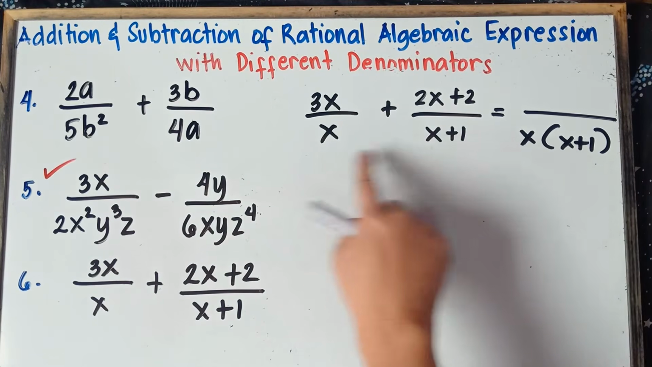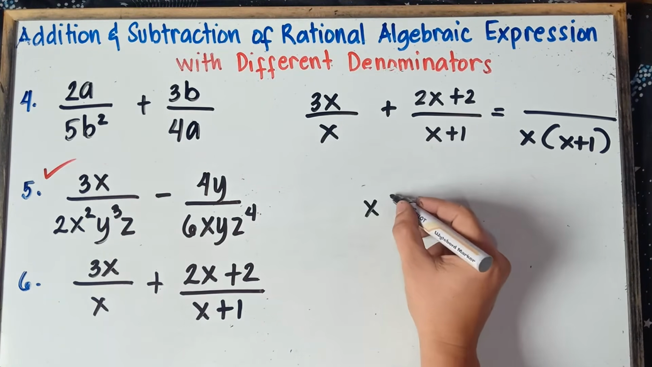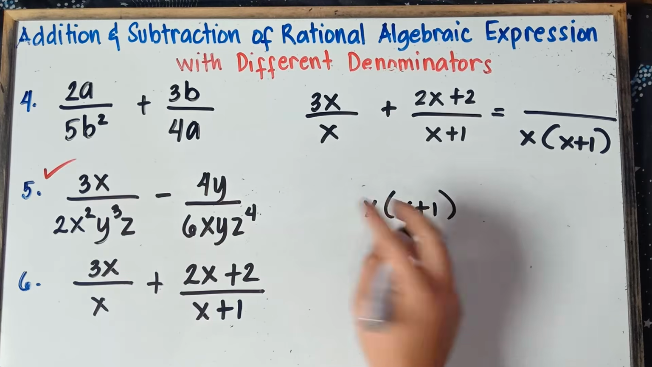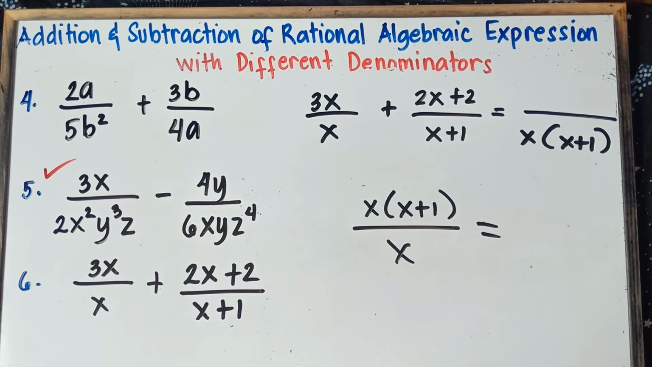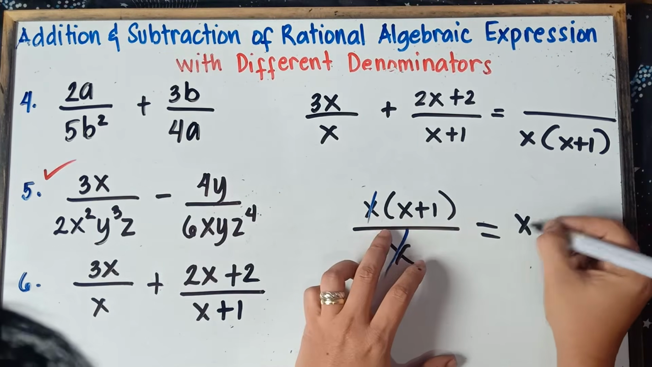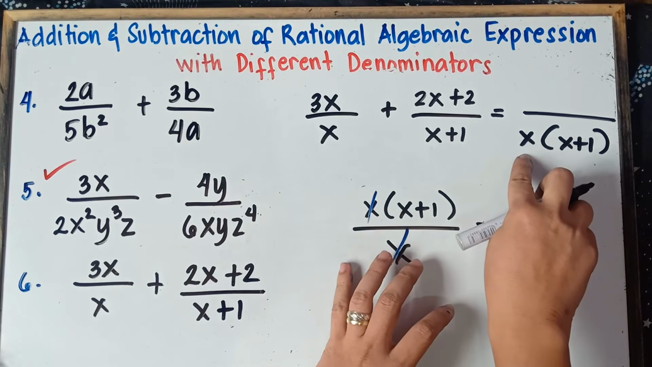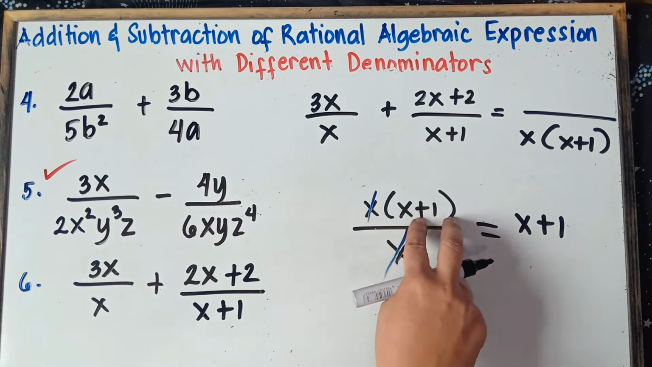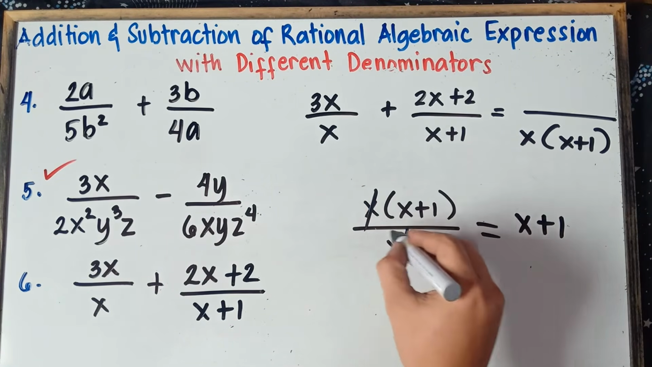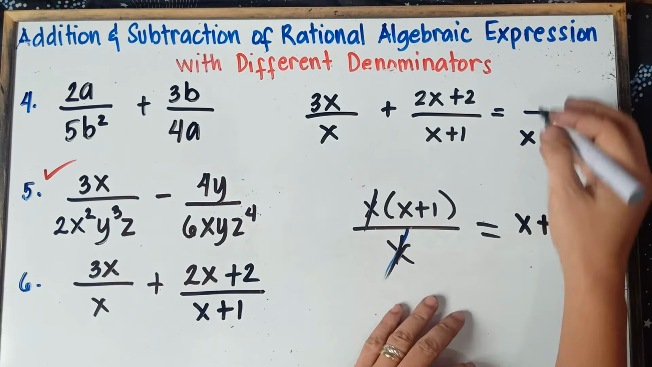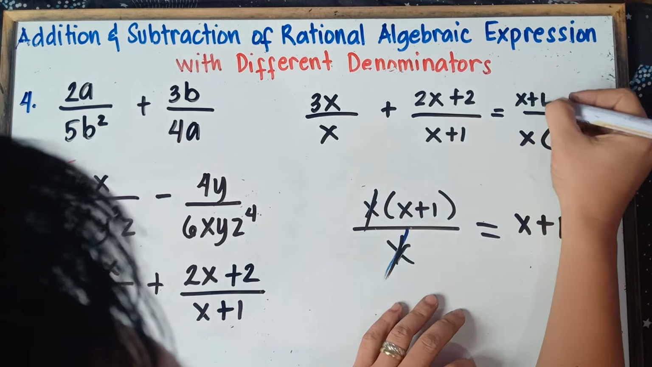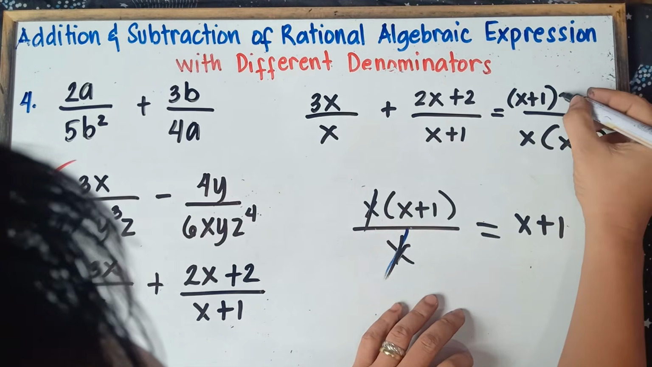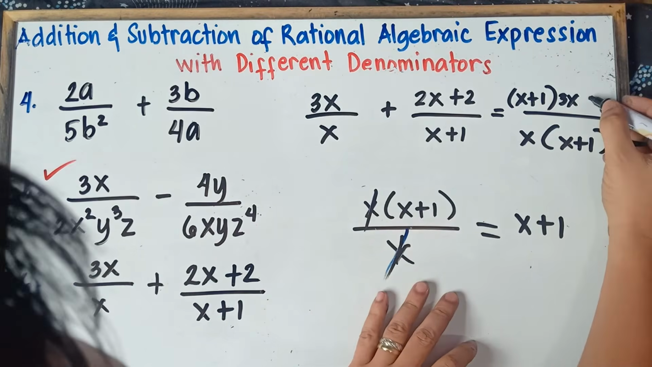Alright, and then simply divide this one. So x and then x plus 1. Divide x, so we can cancel x. So therefore, this will be x plus 1. Once again, class, x plus 1 and then x divided by x. Simply cancel x and the remaining there will be x plus 1. So x plus 1 multiplied by 3x. And then copy plus sign.